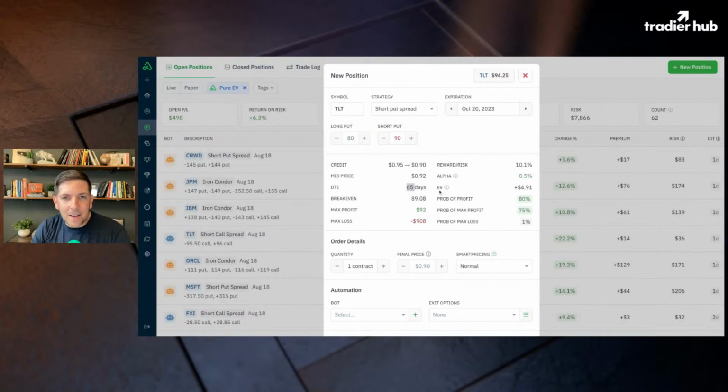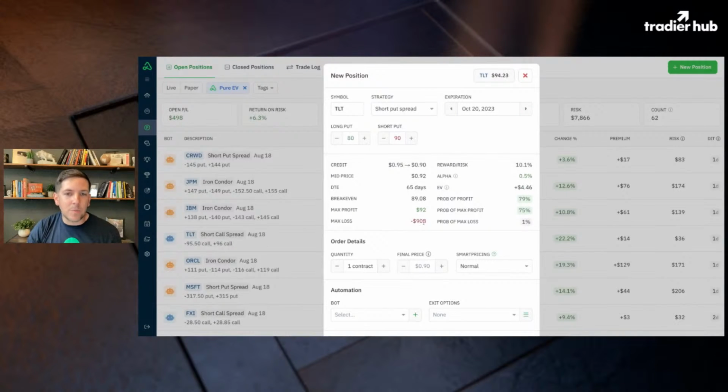Okay, that's 65 days. This is all just what you want to do as a trader and what fits your risk tolerance. But you put this trade on and you're making $92. You're certainly risking a lot, but overall, you've got a really high probability of profit, and the expected outcome is $4.91. Now, I don't know if I would take this particular trade.